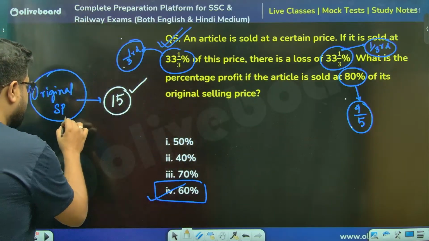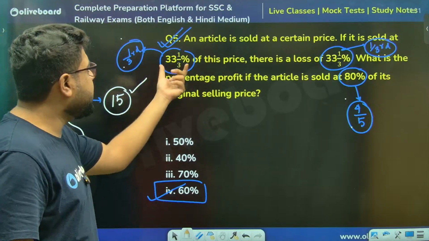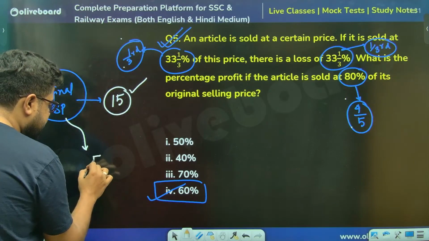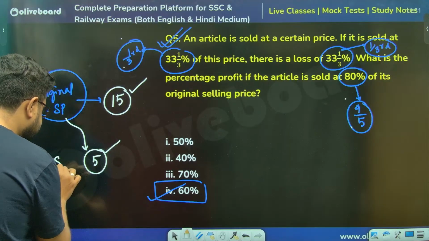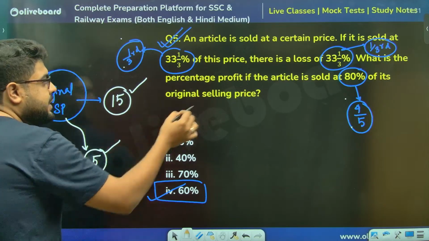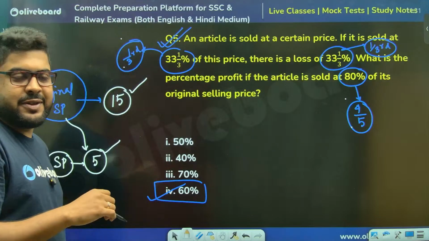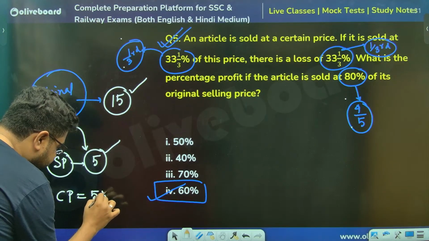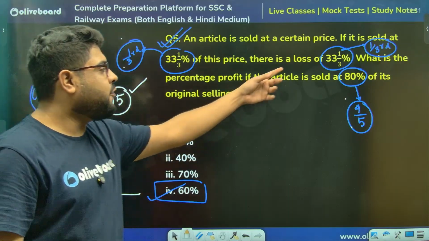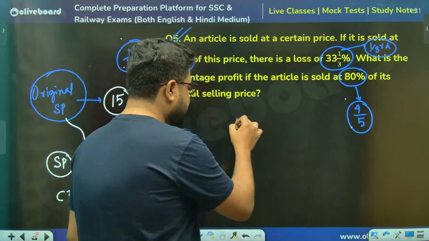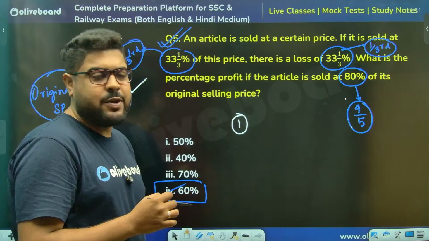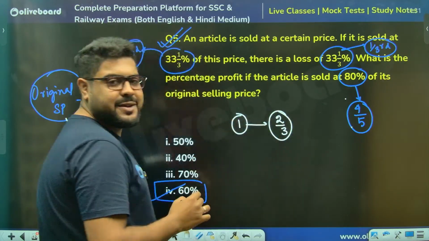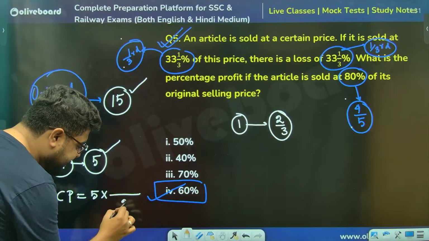Now, if it is sold for 1/3 of this price, meaning if it is sold for 5 rupees, this is SP. There is 1/3 loss, sir. So from this information, can I figure out CP? If my CP is 1 rupee, 1/3 loss means 2/3 is my SP. So this represents 2/3, sir.